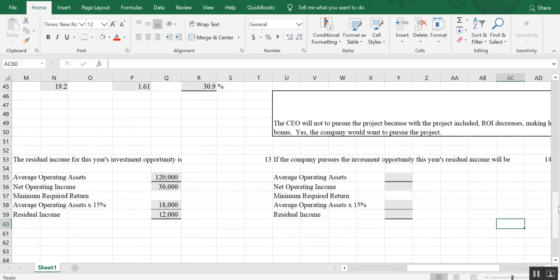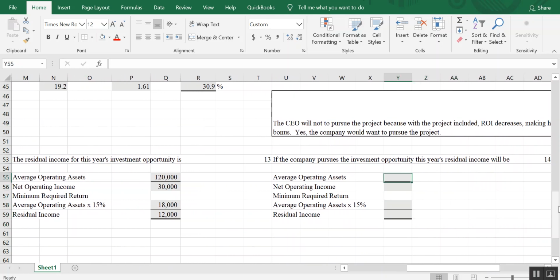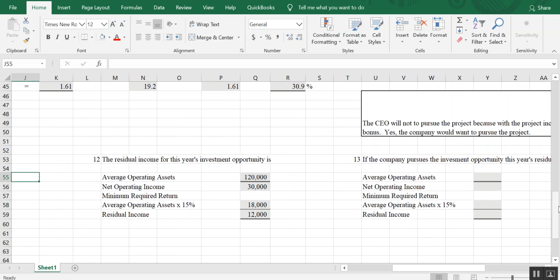And now for number 13, they say, okay, if the company pursues the investment opportunity, this year's residual income will be... and what they're really wanting us to do is like we did in the one up above, where we had operations and then we also had the project by itself. So we're basically going to be adding together these numbers we had over here.